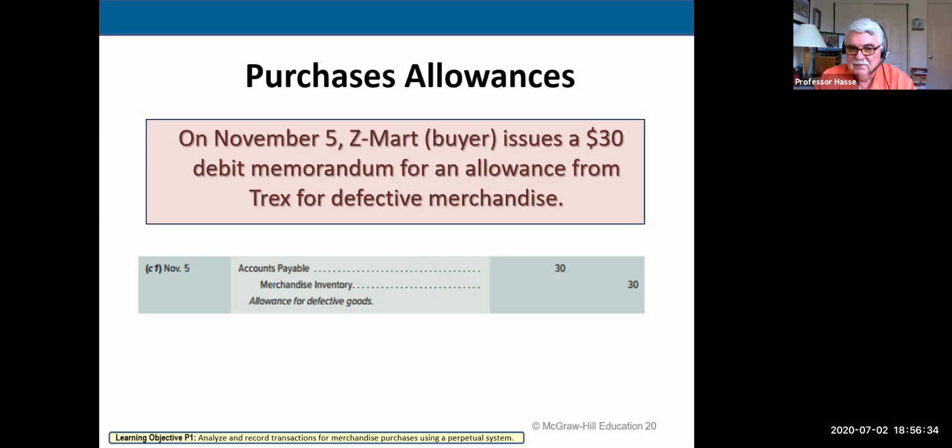This doesn't work. So you take it back to the store, or you send it, with Amazon, you can just put it back in the box again and send it again. They'll credit your credit card. But this is called a purchase return for defective merchandise. And notice I lower the amount I owe by $30, debiting accounts payable, and I reduce the inventory by $30 credit because I'm returning some defective merchandise.